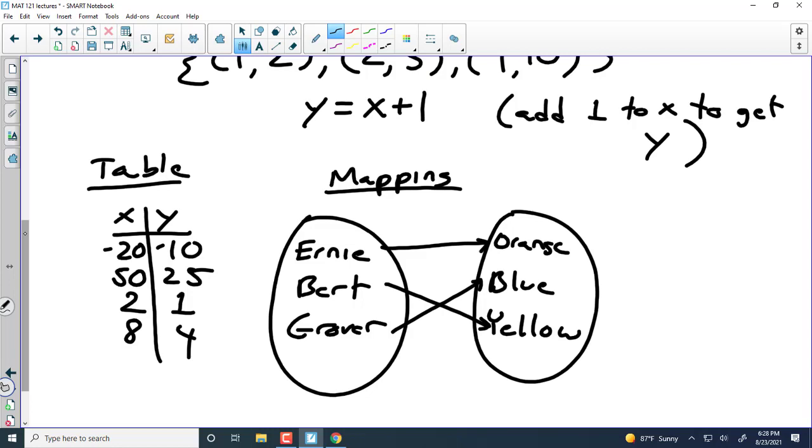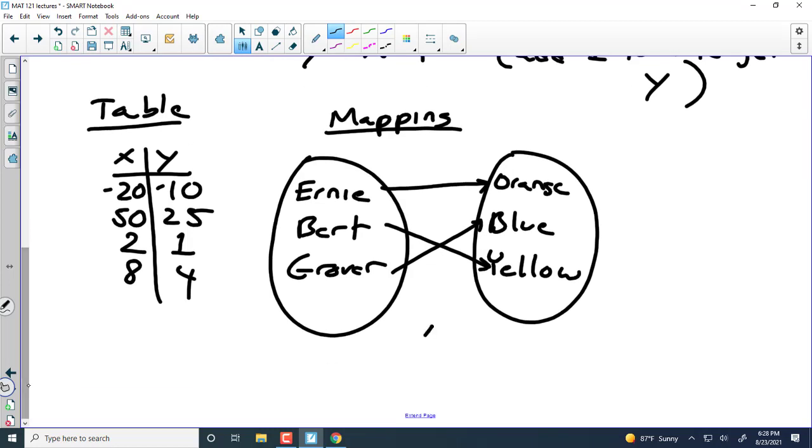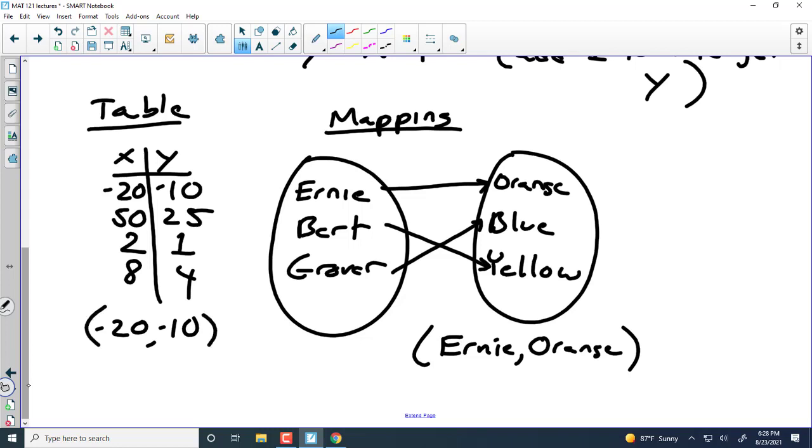So a relation could be a list of ordered pairs like that, it could be this, or it could be this. And you could see how you could turn this right here into a bunch of ordered pairs, or this right here into a bunch of ordered pairs with words. I mean, if I wanted to take the time, I could write one that looks like this: Ernie, orange. And I could do that with the other names as well. And with this over here, I could say, you know, -20, -10. There's one of them, and I can list the rest of them. So maybe they're not presented as a list of ordered pairs, but they could easily be turned into a list of ordered pairs.